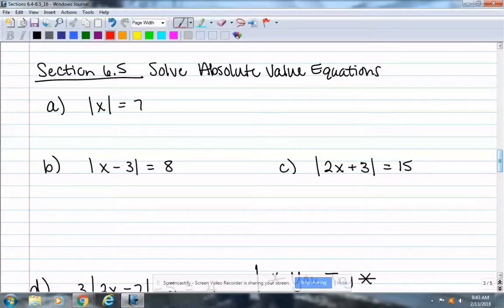So let's just talk about absolute value for a second. Do y'all know what it is? What it means? What does it mean?